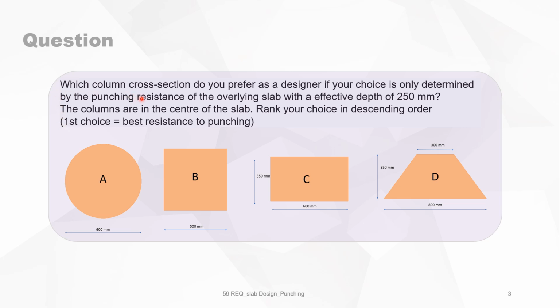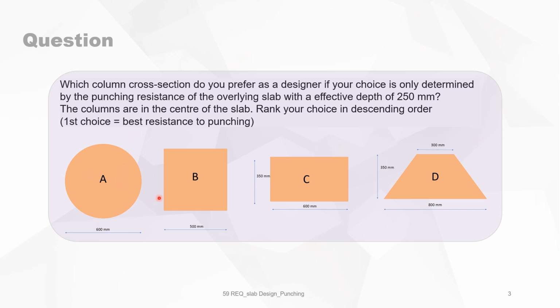Which column cross-section do you prefer as a designer if your choice is only determined by the punching resistance of the overlaying slab with an effective depth of 250 millimeters? The columns are in the center of the slab. Rank your choice in descending order. First choice is the best resistance to punching.